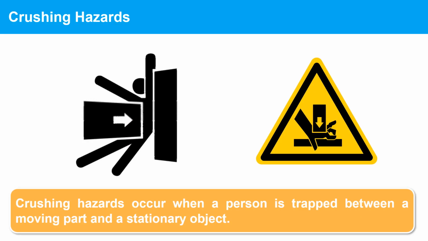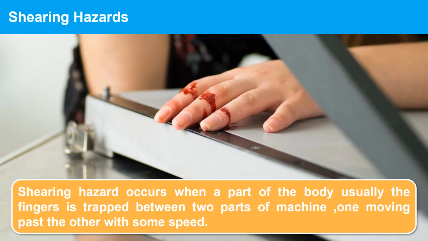Crushing hazards. These hazards occur when a person is trapped between a moving part and a stationary object, such as between a moving press or hydraulic ram and a fixed surface. This can cause serious injuries or fatalities. Shearing hazards. This hazard occurs when a part of the body, usually the fingers, is trapped between two parts of a machine, one moving past the other with some speed.